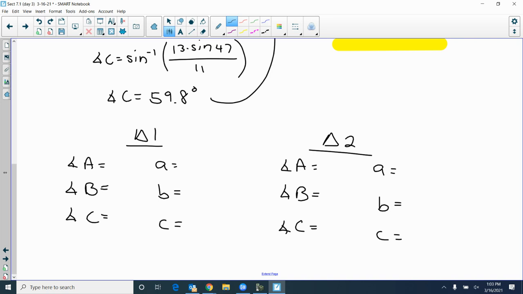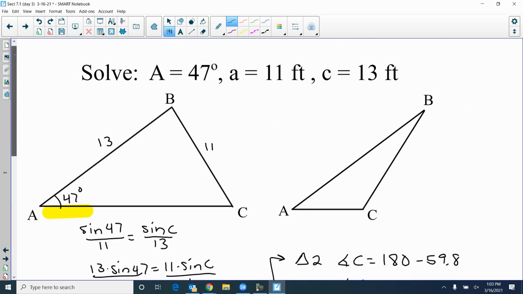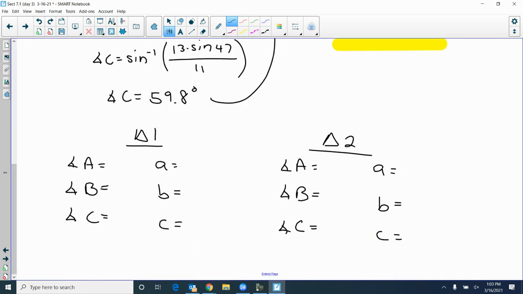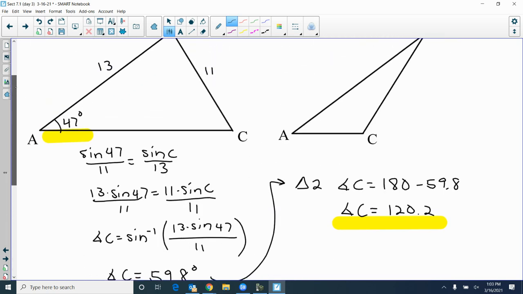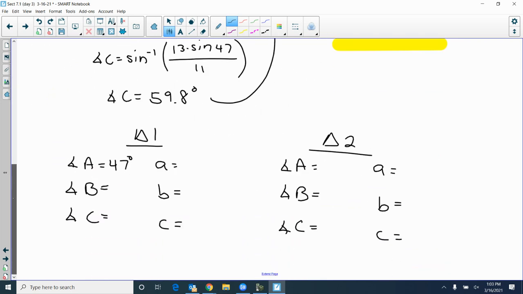And then fill in the given. What was the given? Angle A was 47. Side A was then 11, I believe. Yep, and then side C was 13. These cannot change in those two triangles. These cannot change. But we found angle C to be 59.8. We found angle C for the other one to be 120.2.